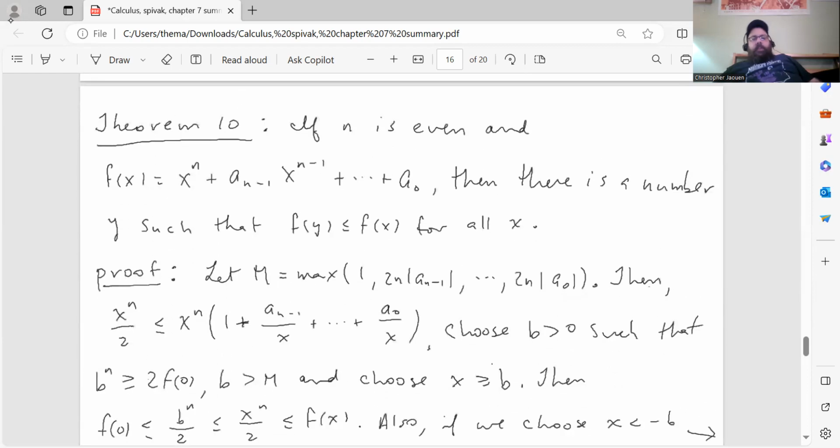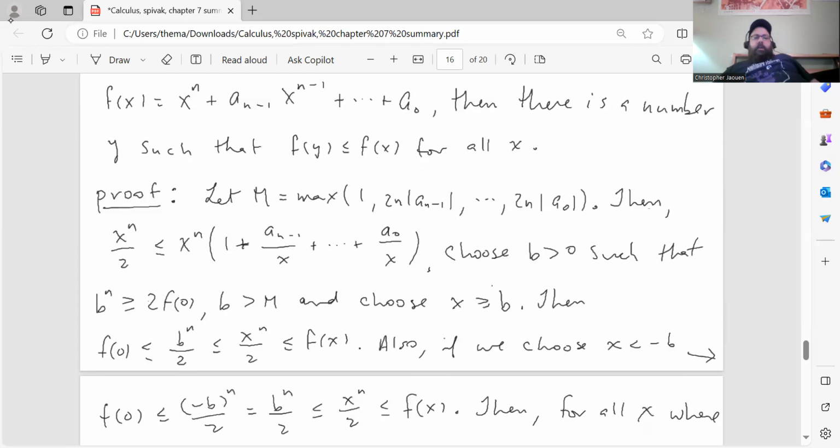All right, here's theorem 10, which says something about even degree polynomials. If n is even and f of x equals x to the n plus a n minus 1 times x to the n minus 1 plus dot dot dot plus a0, then there's a number y such that f of y is less than or equal to f of x for all x. Right, so here we're going to actually use the same inequality that we derived from the previous theorem.